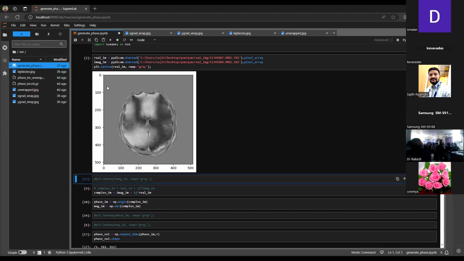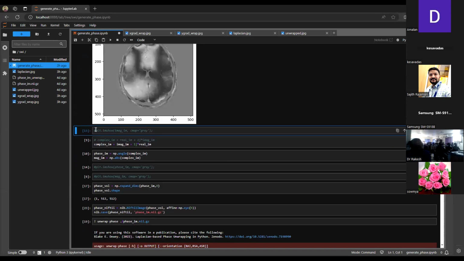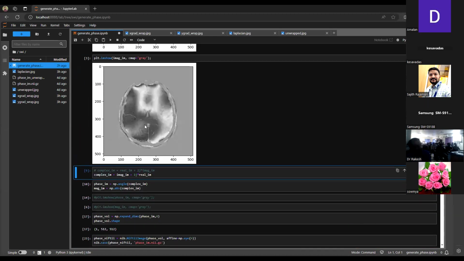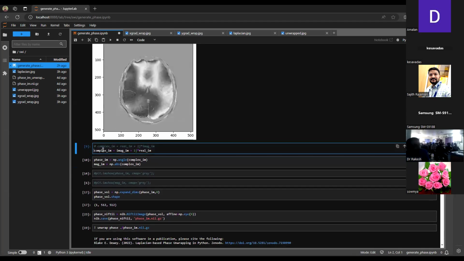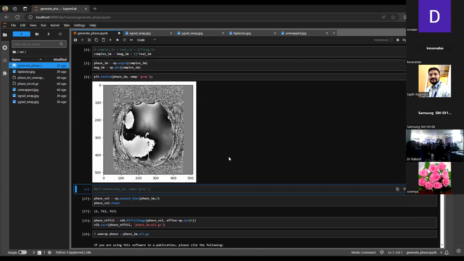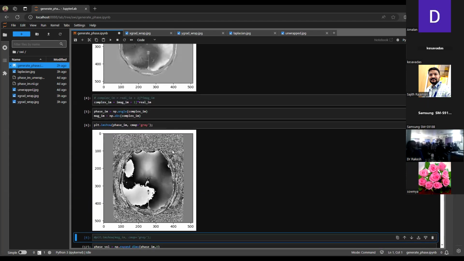This is the real image. I just loaded this one real image, and I'm going to load the imaginary image also. So I just loaded the imaginary image. Let me calculate the complex. I'm going to generate a phase image from this. From the real and imaginary, if we generate a phase by doing the complex math, we will end up getting this kind of image.